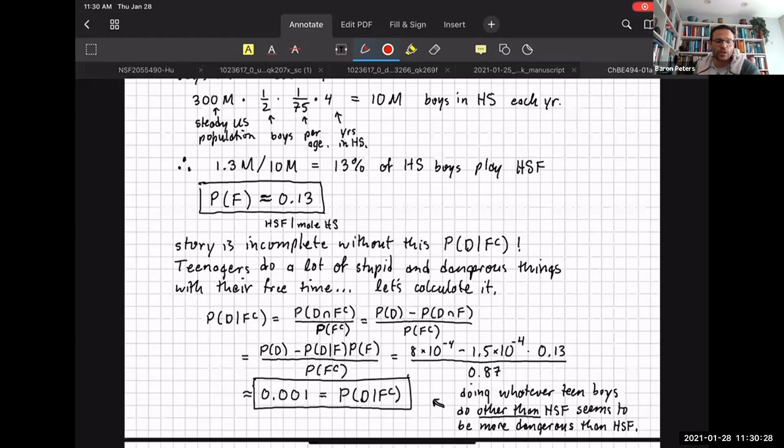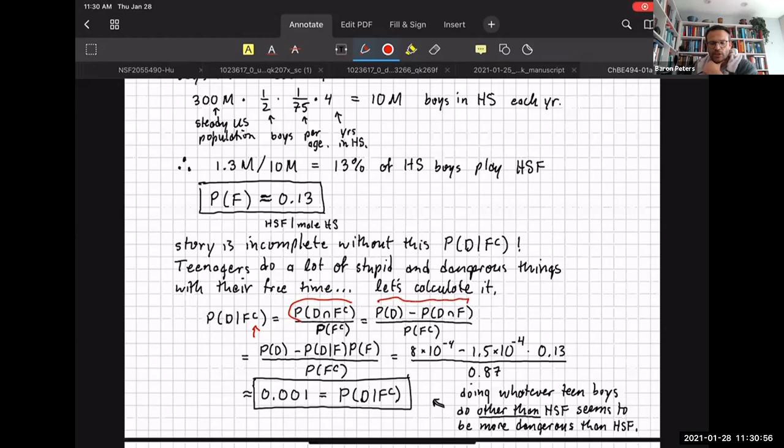You can go through and do the analysis using these conditional probability rules. So we want the probability of death, given that you don't play high school football. Using our definition of conditional probability, that can be written as the probability of death intersection with not playing football, divided by the probability of not playing football. And I can now decompose the numerator into this expression.